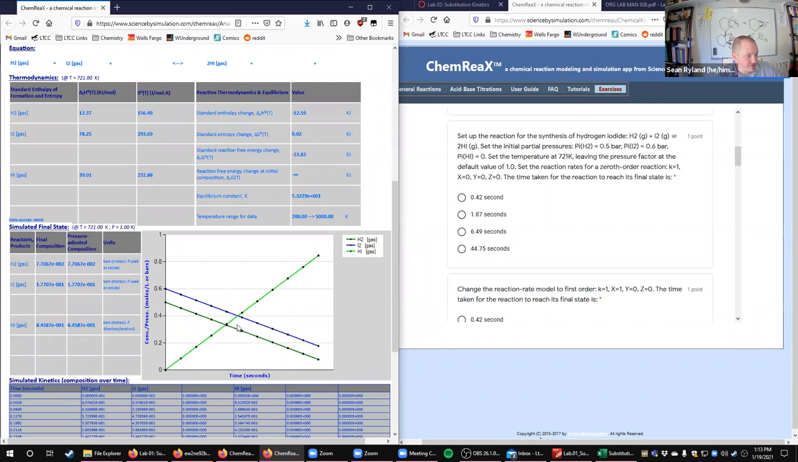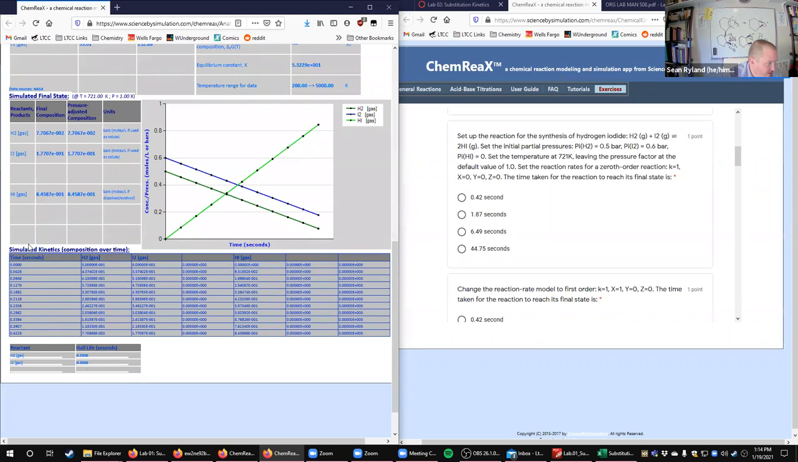And so this is going to be a big chunk of what you're going to use here, because if you want to know the time taken for the reaction to reach its final state, well, then we're going to go in here and look down at the table and it says, okay, the final time is 0.4229 seconds. So we fill that in, right?